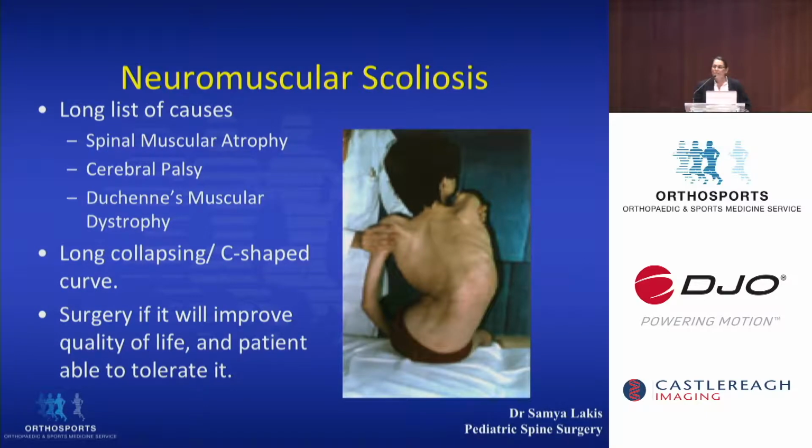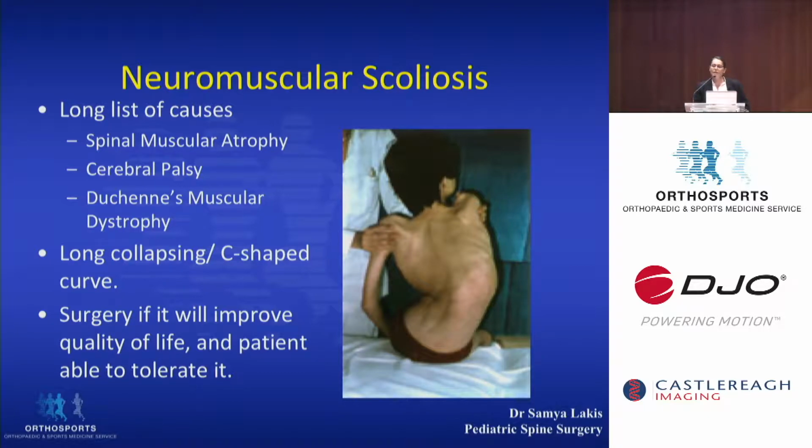So one of the main things that I would like to talk to you about today is neuromuscular scoliosis. There's a long list of causes, from early ones such as spinal muscular atrophy through to cerebral palsy, which is by far the most common cause that we're seeing and needing to operate on today. Duchenne's muscular dystrophy tends to be one of the more historical causes, as high-dose pulsed steroid treatment seems to be preventing a lot of scoliosis in these children.